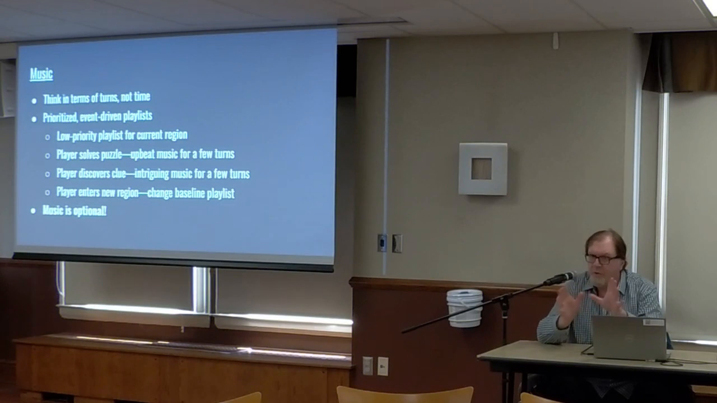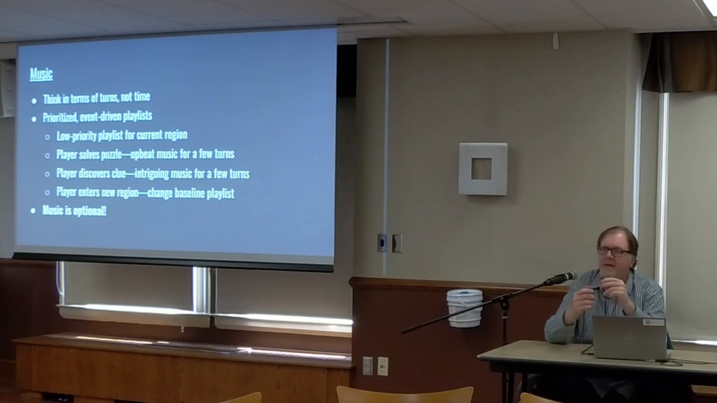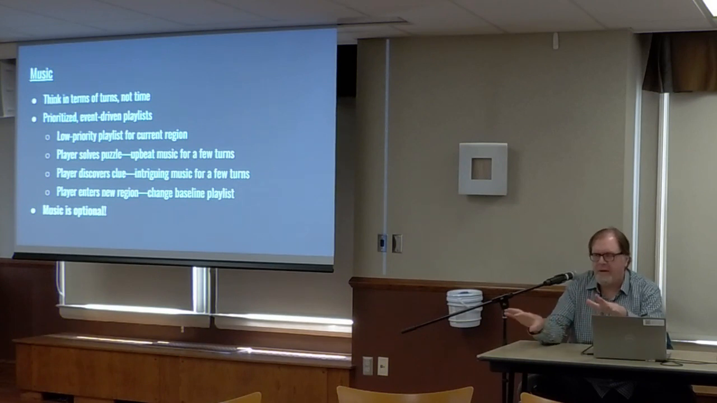And then if they discover a new clue, some mysterious or intriguing music would come on for 5 turns. Again, using music as a feedback loop. And then once that turn count has passed, fall back down to the low priority playlist. And when the player enters a new region, I would change the baseline playlist and just use the same strategy. It's really simple. It just took me a long time to figure it out. And once I was really happy with the end result, that also told me maybe I was on the right track, that it was simple, but I was getting the results that I wanted.